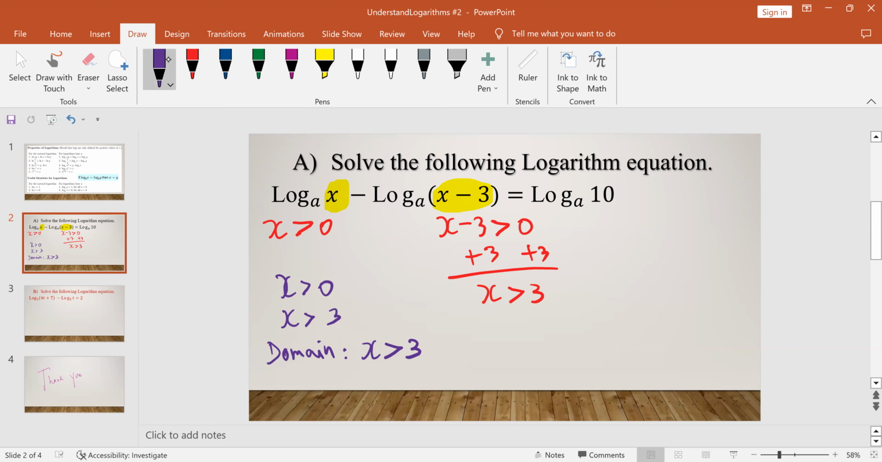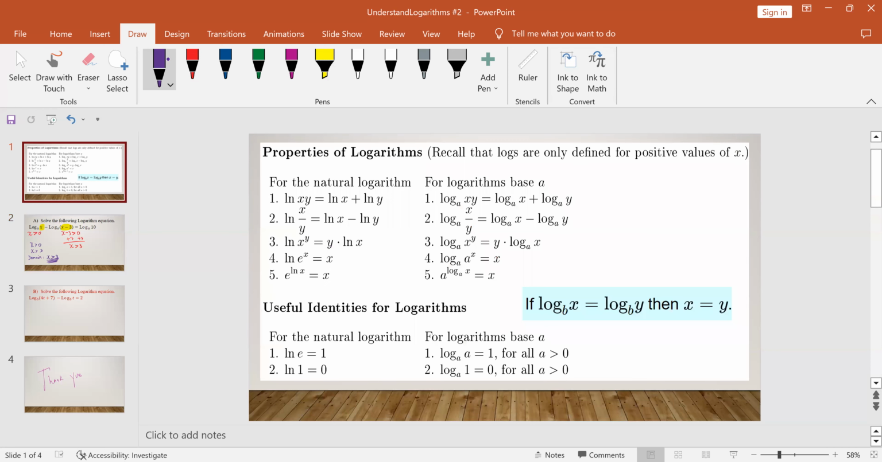Now, they don't ask for the domain. They ask to solve this equation, but we need the domain. Why? Because after we finish solving this equation, we have to make sure the solution is a part of the domain. That's why it's important to find the domain before you continue. Okay, so to solve this equation, there is a property which is very important.